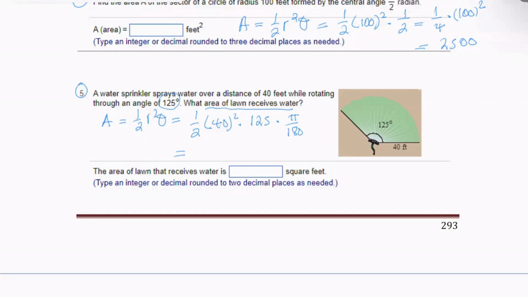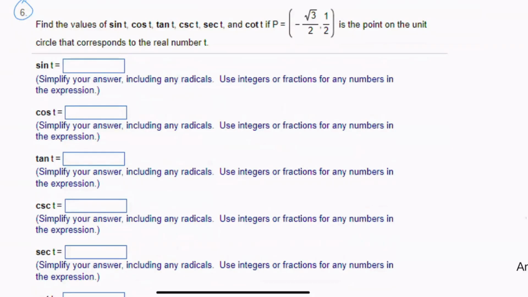I already have this on the calculator. So this is 1,745. Correct to 2 decimal places, it will be 0.33.